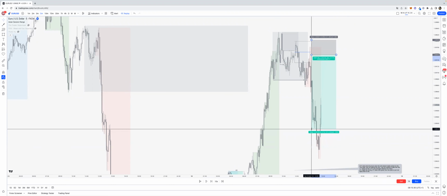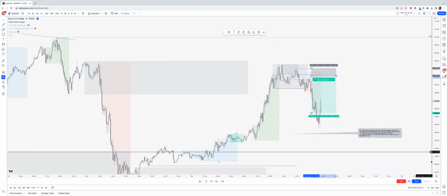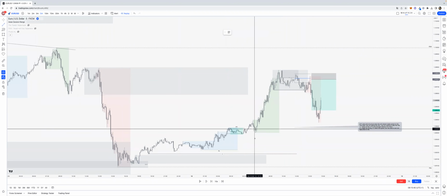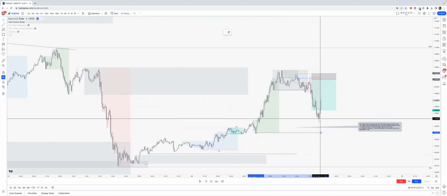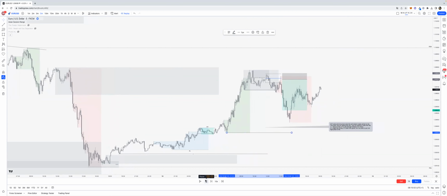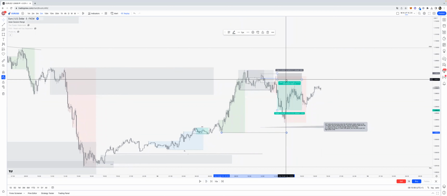Partials at 1 to 5. Sorry, partials at 1 to 5. And overall, you would target this low. So you take 80% at 1 to 5, and overall, you would target this low. London low. I don't think we get there. No, so we don't get there. That's one entry, and then your second entry.